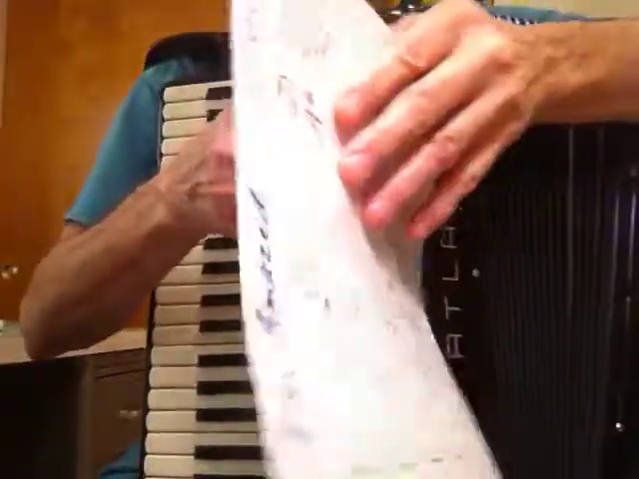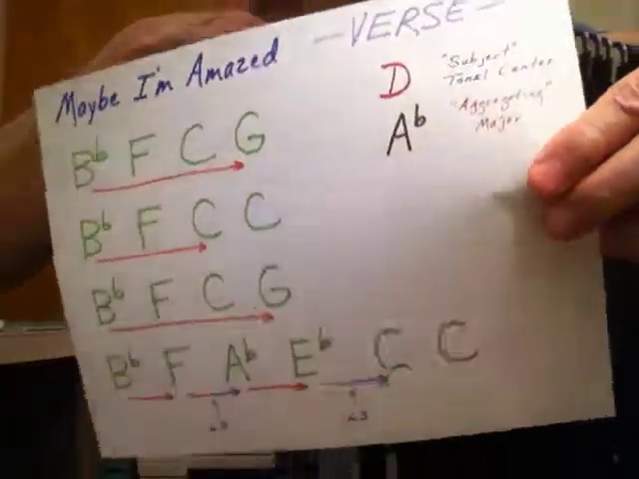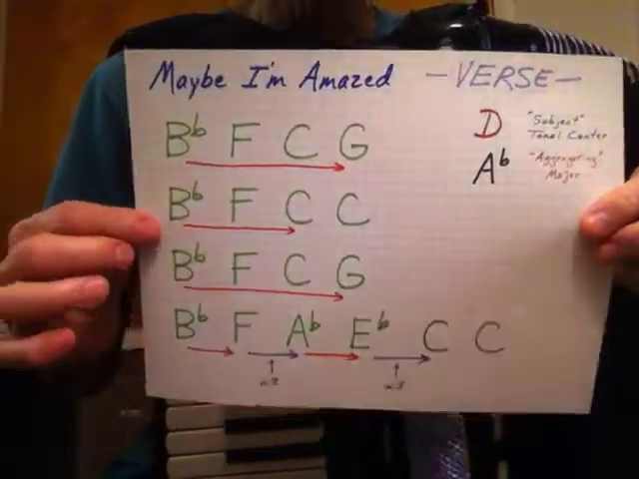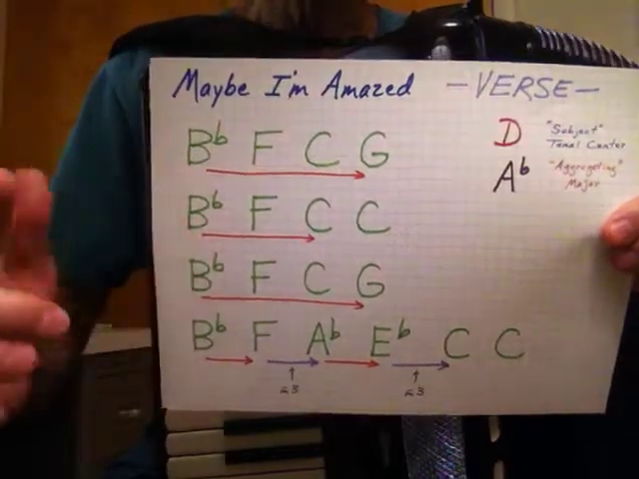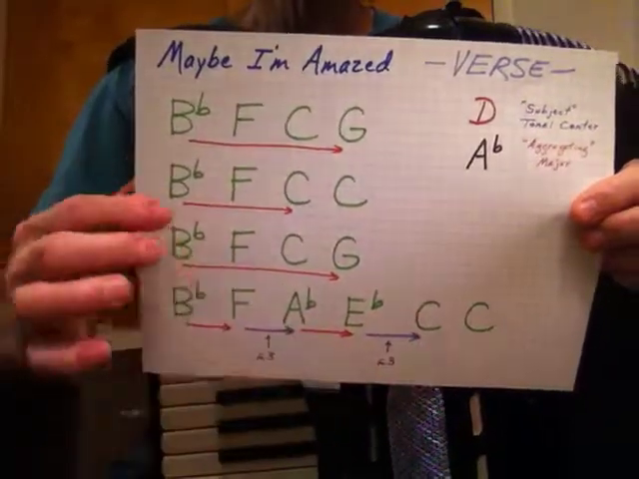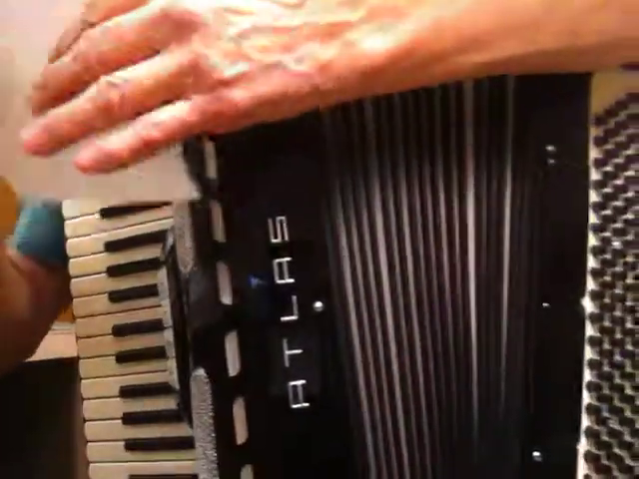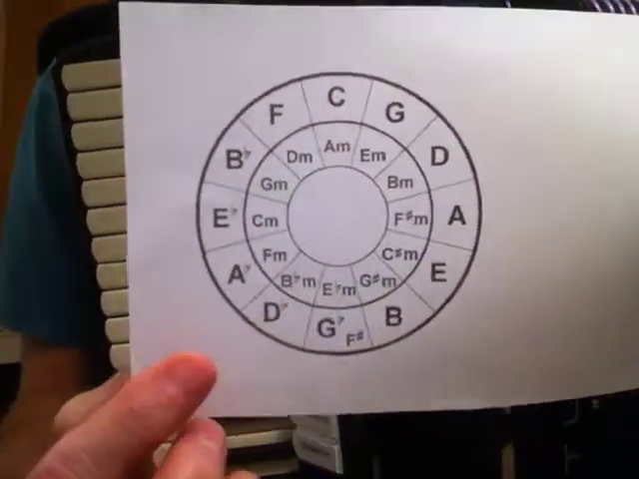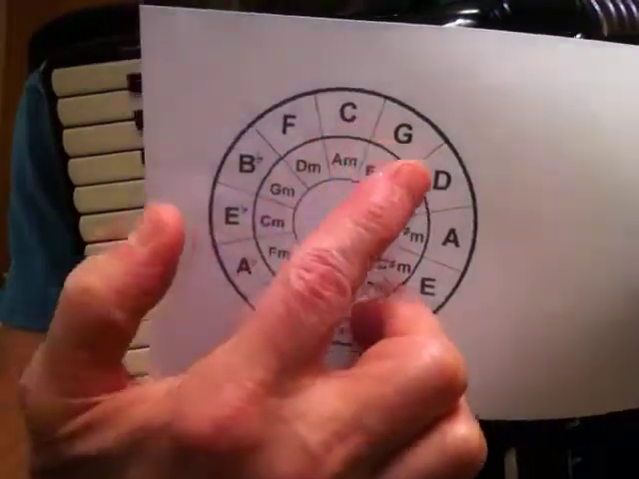First thing we notice in the song, Maybe I'm Amazed, here's the basic chords for the verse. Excuse me. I say, here's your chords for your verse. You don't need to study this right now. We're going to get into it, but the point is, if you scan it, you notice something right away. You notice that he uses chords that range from, and this is beautiful, from A flat all the way around to A.